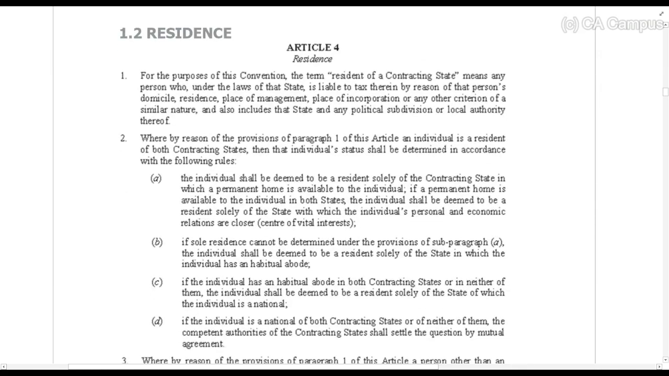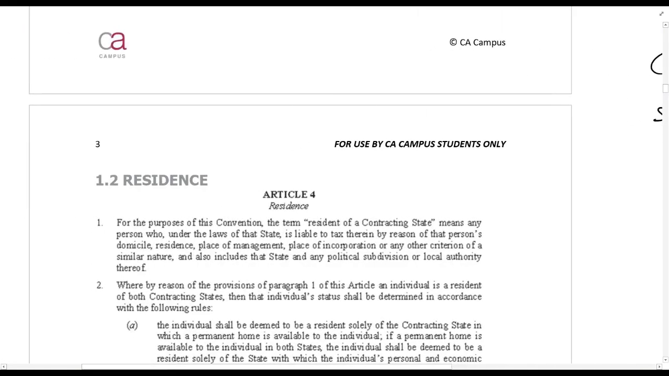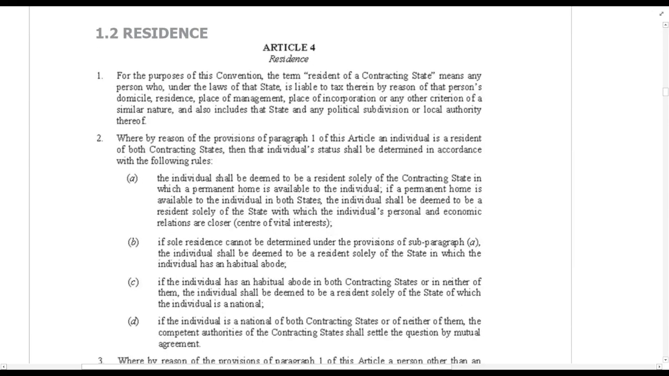Let's talk about residence first of all. Again, remember my goal, and your goal, is just to see how I'm reading it so you can replicate those skills. I don't want you to memorize it. Before I start, you will see that they refer to contracting state, or just state. The contracting state is the government, the country. So if this is between South Africa and the UK, then the contracting states will be SA plus the UK. You will see them talking about contracting state and the other contracting state, so you just need to read it correctly: the contracting state will be the one, and the other contracting state will be the other. I'm going to show you as we get to it.